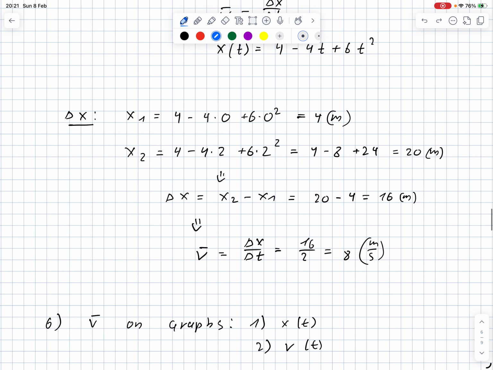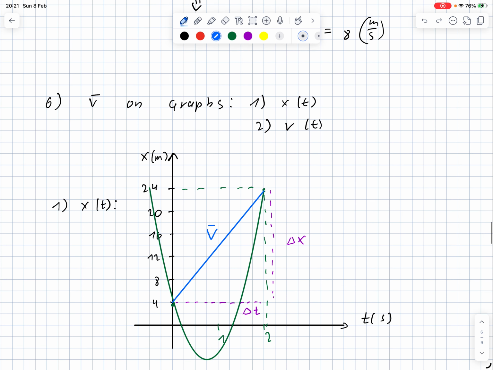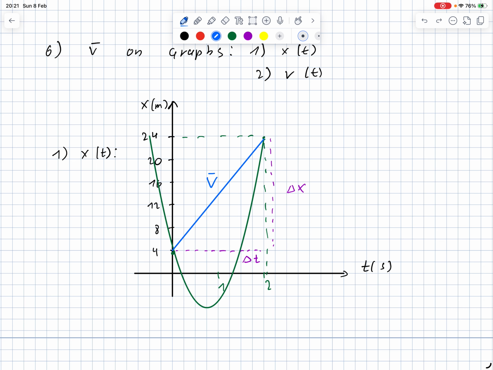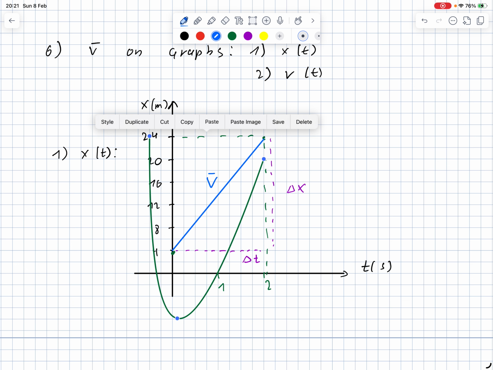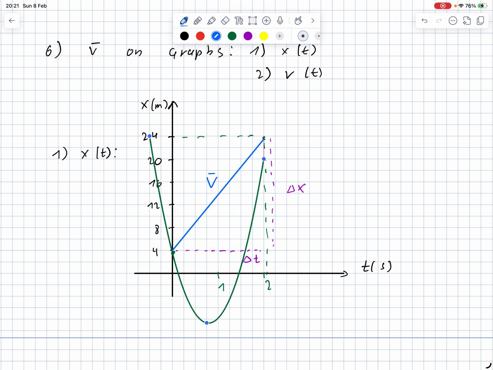Let me check this again. Oh, I'm sorry, it should be 20, not 24. Let's change this graph a bit. Something like this. Okay, also we'll take here and let's erase this point. Okay, now it's better. So delta x is 24 minus 4 equals 20 meters, and delta t, this value here, is 2 seconds.